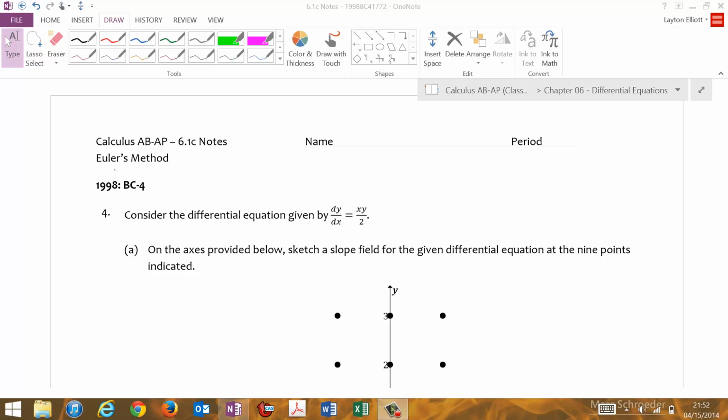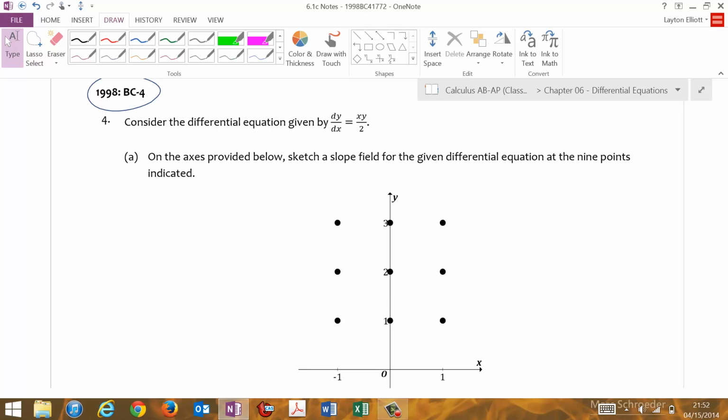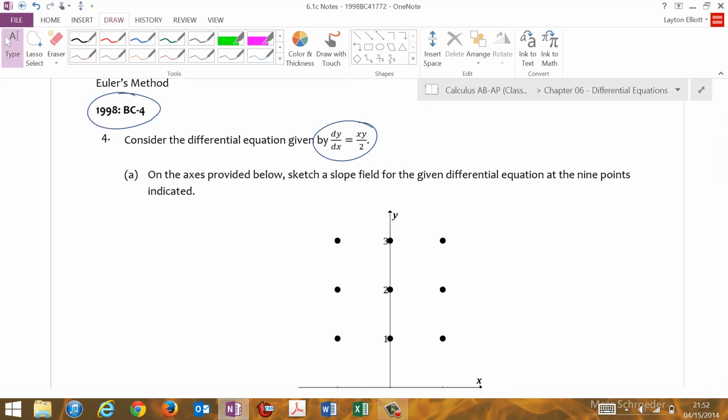Some of you have heard me tell this story before, but this is my AP exam, 1998, and this was the actual BC question that we had, and I remember this because we had never done Euler's method. So here's how I figured it out, having never done that. Just a minor amount of physics. We have a differential equation given by this, and that's one that we're going to be able to split.